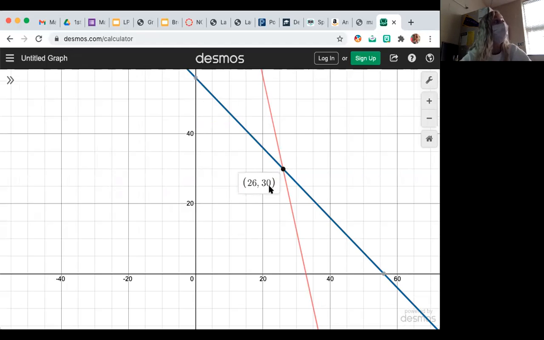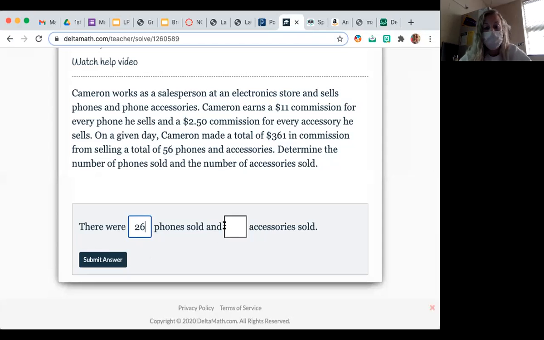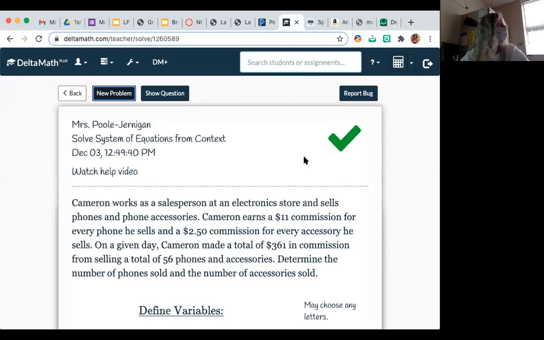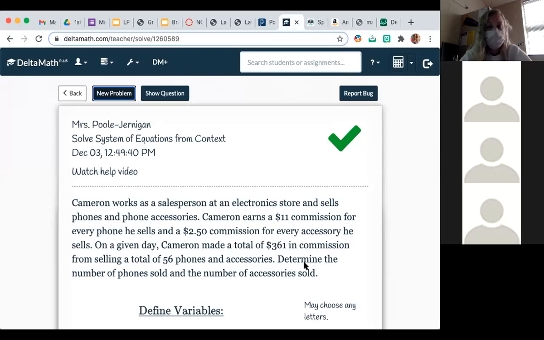So if it's calculator active, click the calculator, type the two equations in, and then find where the two lines cross. You may have to zoom out, but zoom out and then find where they cross. So I'm going to go to Delta Math, if y'all are okay with this, and I'm going to type in 26 and 30. Boom. Easy or hard? What do we think, my online people? What? That was way easier than the first one. You're good? All right.